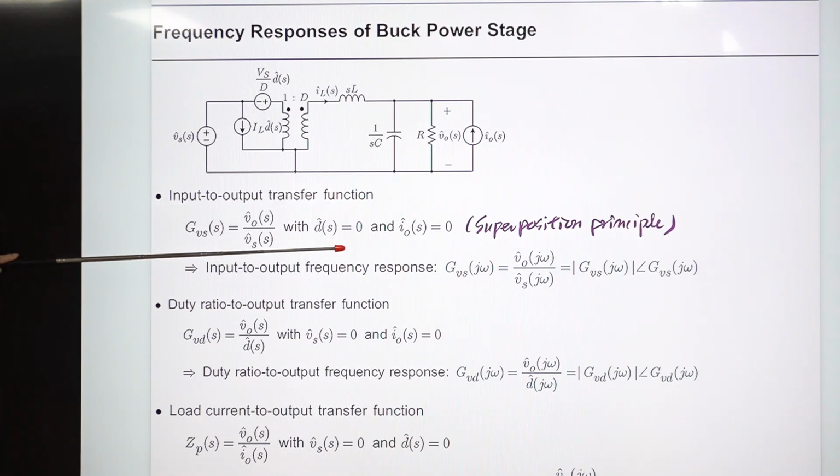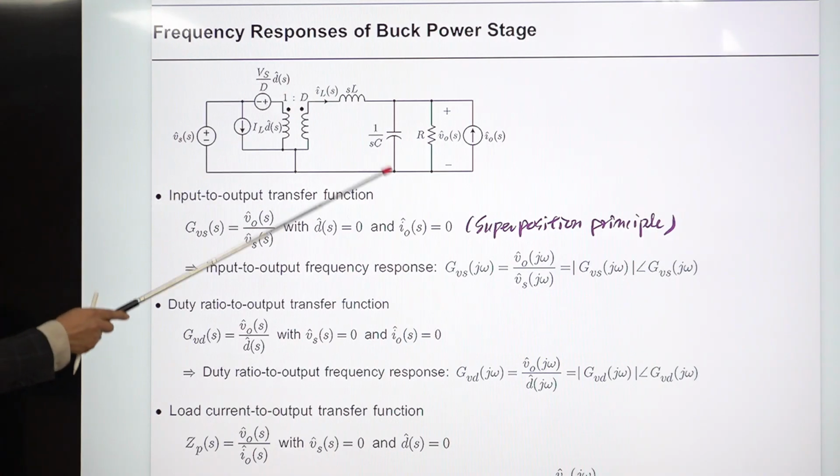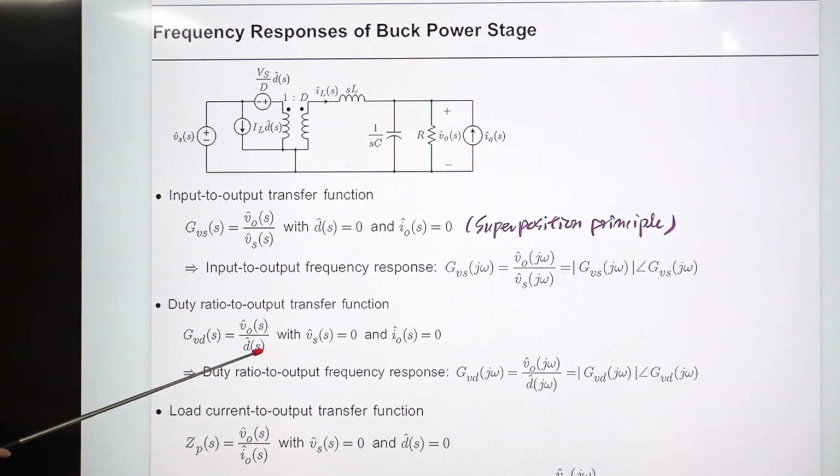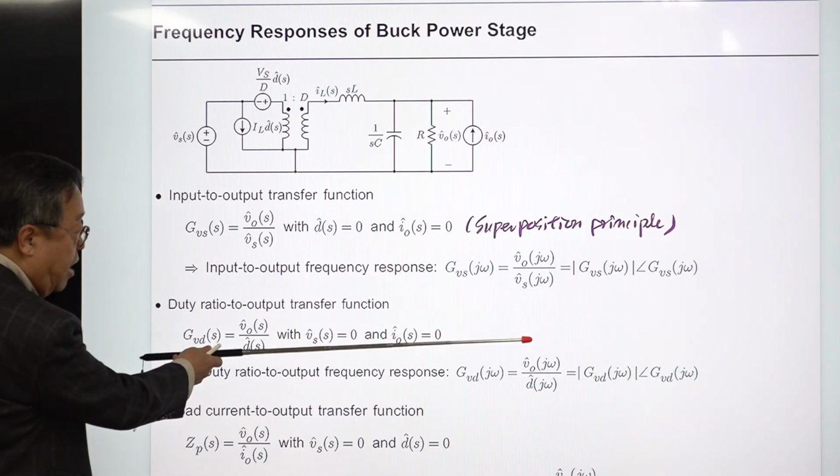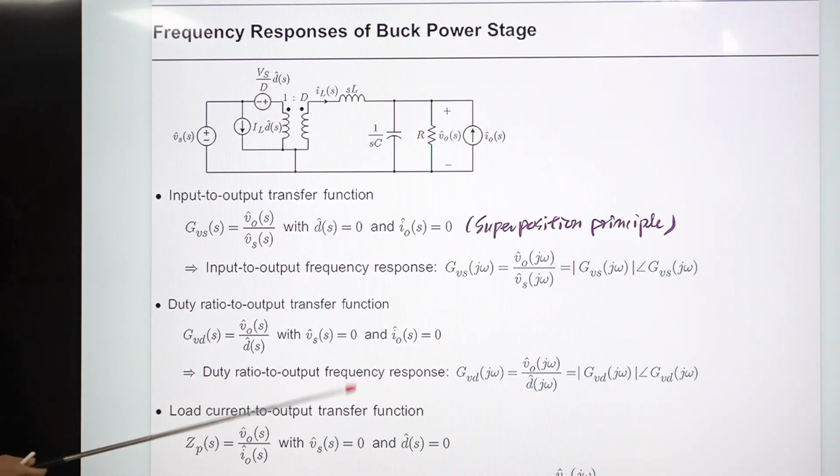This is a transfer function, and when evaluating these transfer functions, this input is active, and the other two inputs, this and this, they are dead, okay? So it becomes 0. Because of the superposition principle, with this one active and the other two dead, you have the duty-ratio-to-output transfer function.